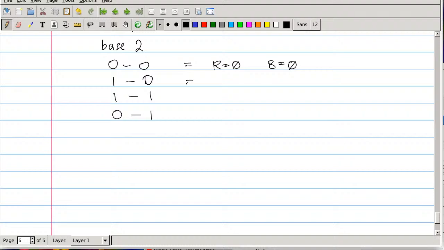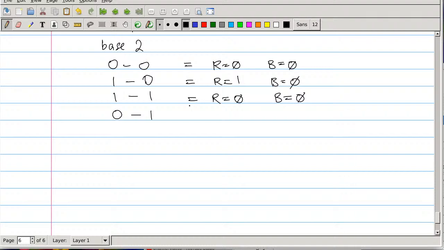1 minus 0, it's kind of easy too. The result is 1 and the borrow is 0. 1 minus 1, the result is a 0. The borrow is a 0 as well. So the first three cases hopefully are pretty easy because, regardless of the base, those three cases are pretty generic. The last one is the only one that's tricky.